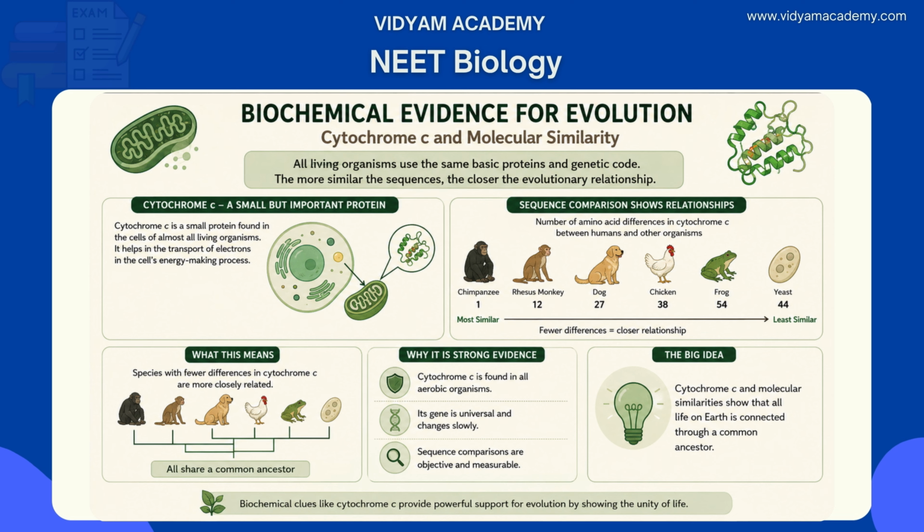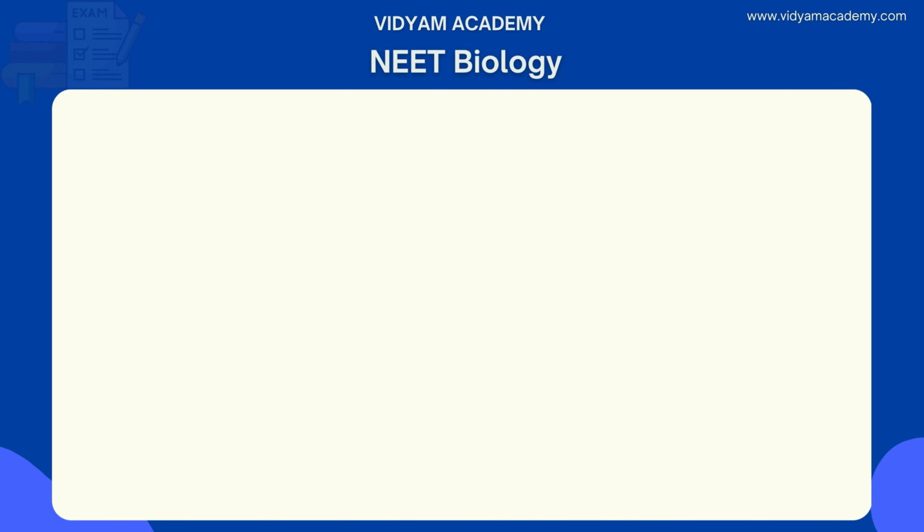This molecular clock approach provides independent biochemical confirmation of the evolutionary tree. The universal genetic code itself, the same codons specifying the same amino acids in bacteria, plants, and humans, is further biochemical evidence for all life sharing a common ancestor. That's why option C is the right answer, exactly what question number 7 demands. So question number 8 now.